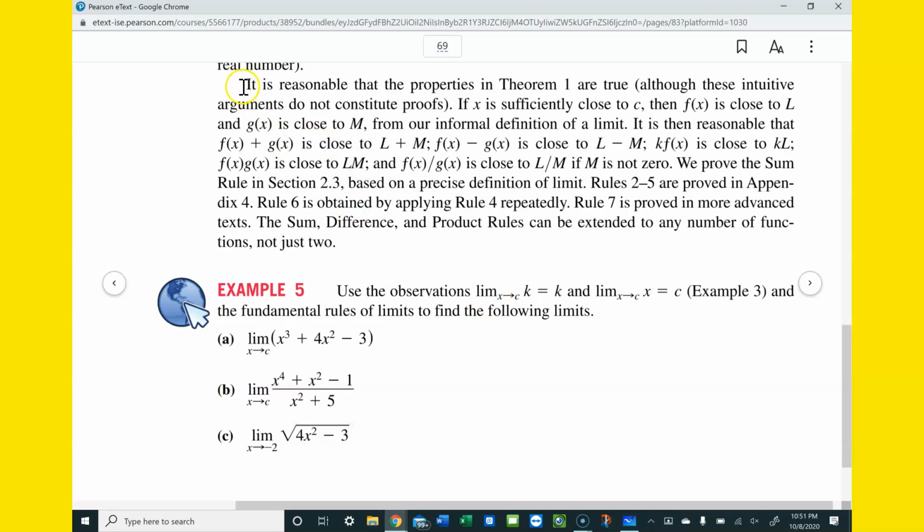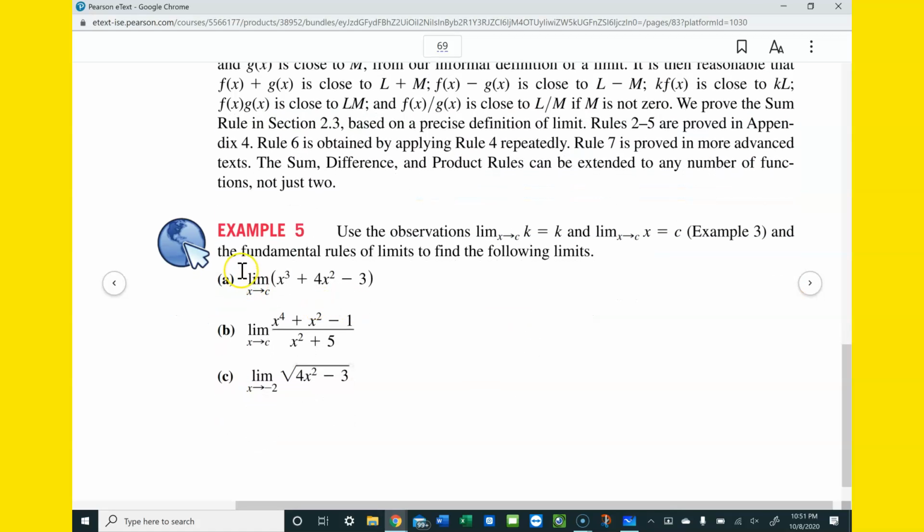We might want to read this paragraph right here. But you can use that. So look at example 5. If we want to do the limit of x cubed plus 4x squared minus 3, as x approaches c, we just use those limit rules. But it's really just obvious.